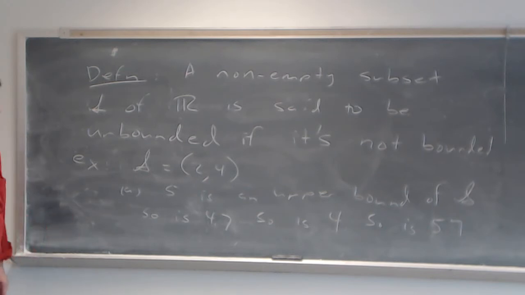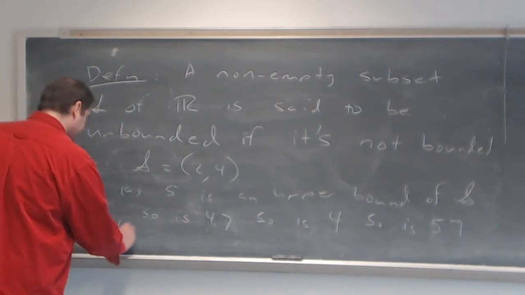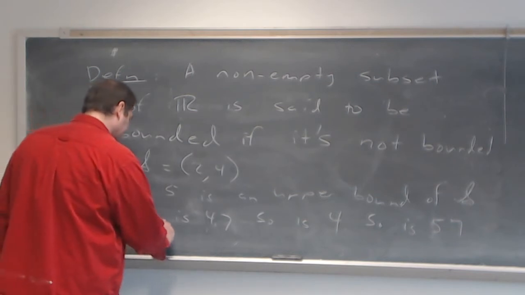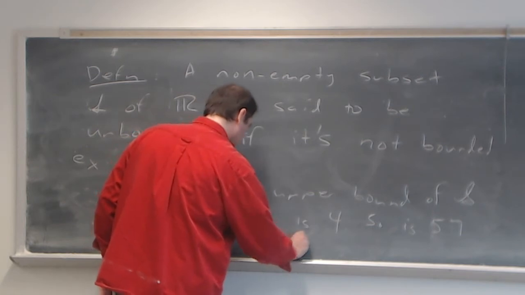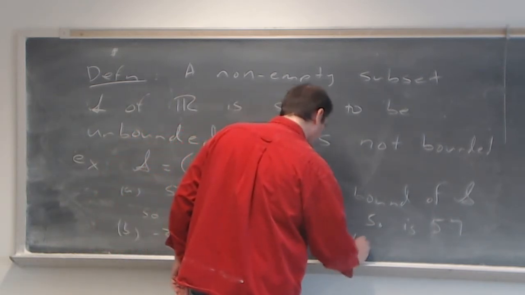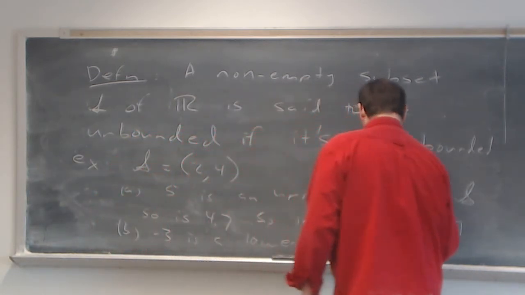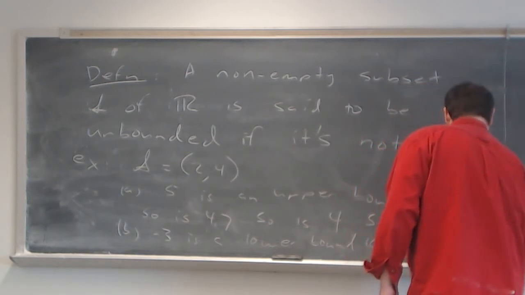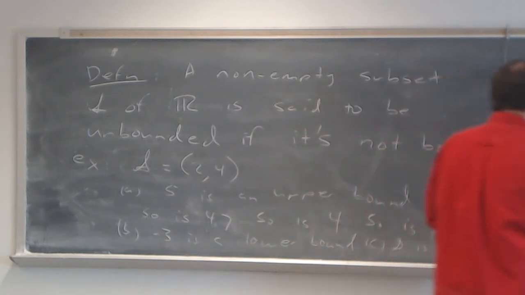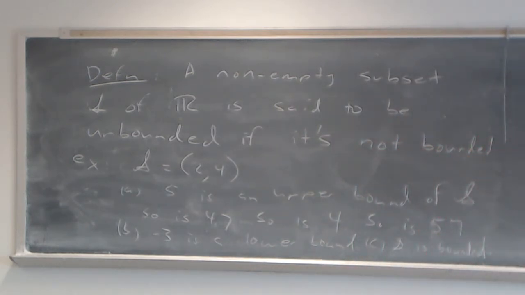Okay, so that's an example. Part B, I'm going to tell you that -3 is a lower bound. And I'm running out of room, but I'm going to say part C, script S is bounded. Because it's bounded above and it is bounded below.